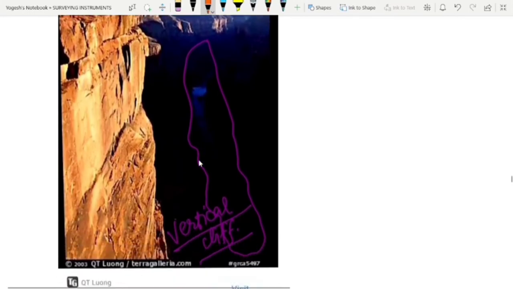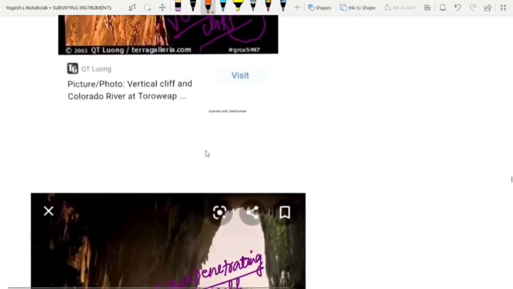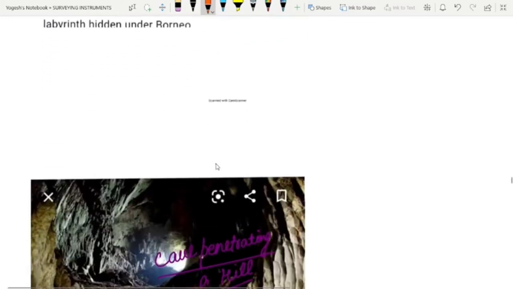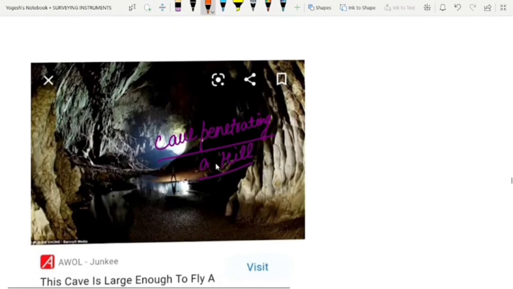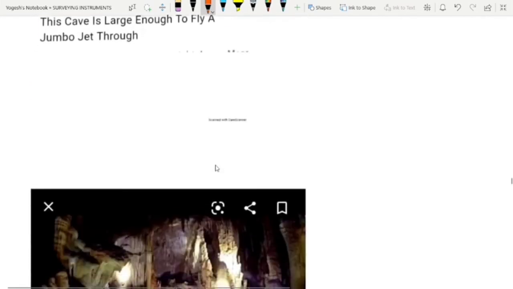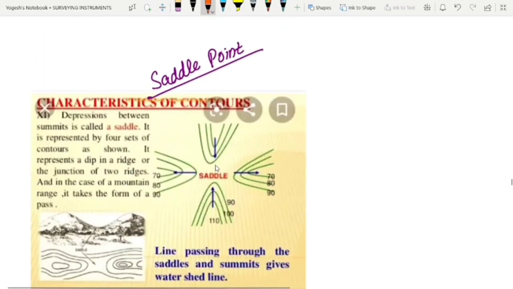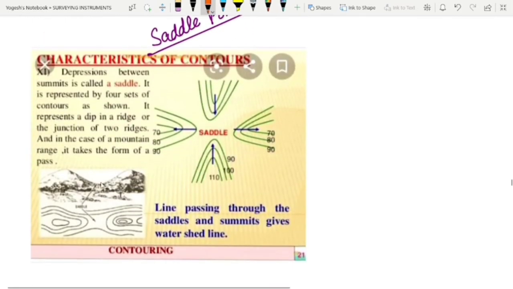This is a valley or vertical cliff. In the marked position is the vertical cliff. This is a cave penetrating a hill. In a hill, in between a hill, a cave is there. This is also a cave penetrating a hill. These are the saddle points; the bottommost points in between the two rises are called the saddle points.